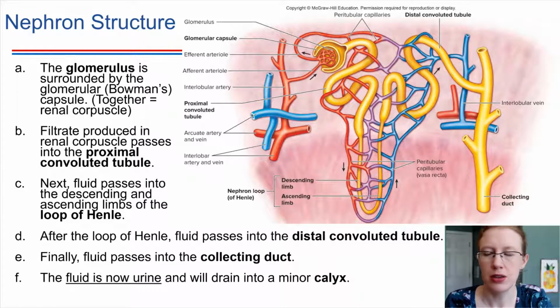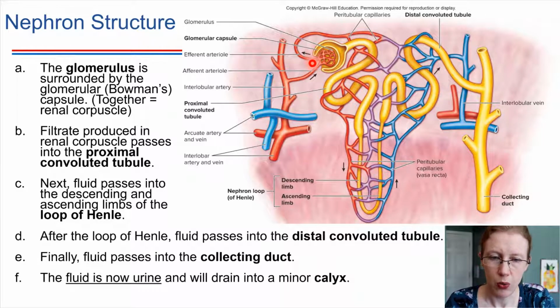So let's talk about the nephron structure in more detail. So the glomerulus, that's this thing right here. This is the site where blood first enters into the nephron. And that glomerulus, see how it is surrounded by this sort of cup-shaped thing? That's called the capsule. And together, the capsule and the glomerulus, that's called the renal corpuscle. This is the first site where filtration happens. The blood is going to be filtered right here.